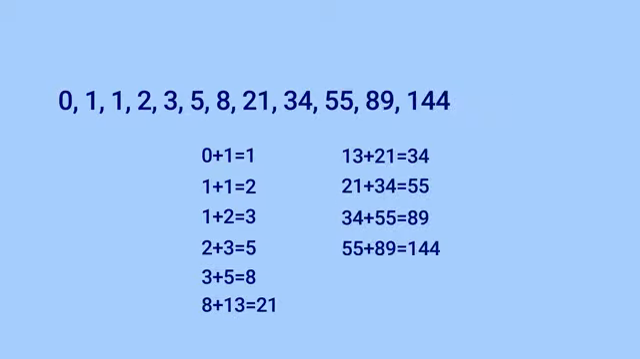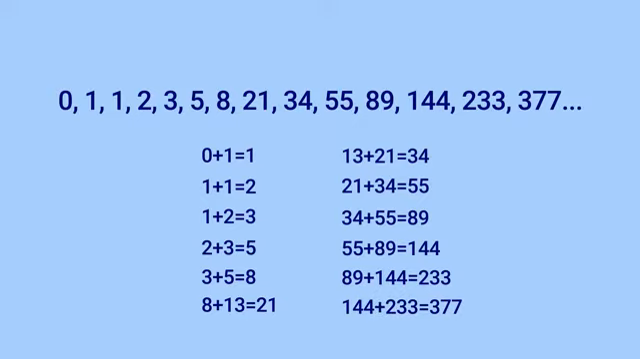The third number comes from adding 0 and 1, that is 1 again. The fourth number comes from adding the second and third number, that is 1 plus 1, 2. Similarly, the next number comes from 1 plus 2, 3, and then 3 plus 2, 5, then 5 plus 3, 8, and similarly as we go, the number series progresses.